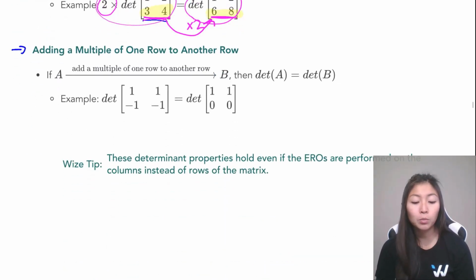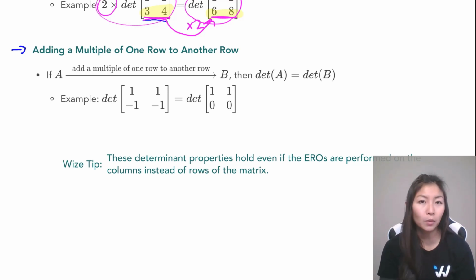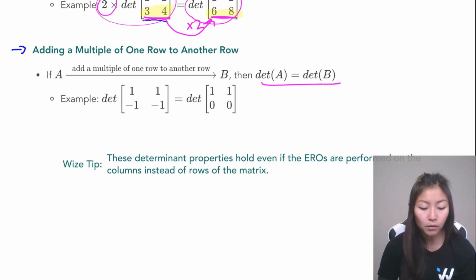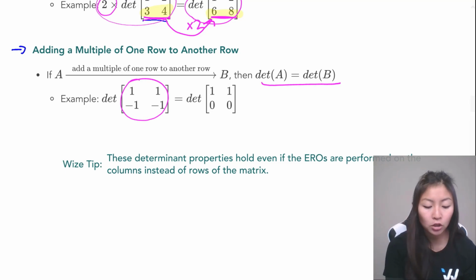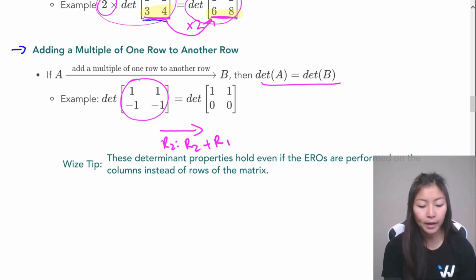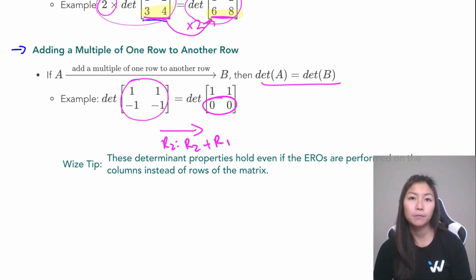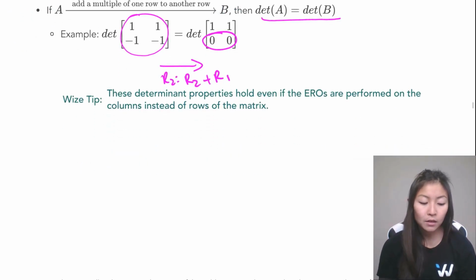Next up, we have adding a multiple of one row to another. This one's super nice. Okay, we dealt with the difficult one. If you're adding a multiple of one row to another, the determinant stays the same. So for example, notice that I started with 1, 1, negative 1, negative 1. If I changed row 2, so in this case, my row 2, I added row 1, it became a 0 row, my determinants don't change because I didn't multiply a row by a non-zero constant. I added a multiple of one row to another. Really important now.